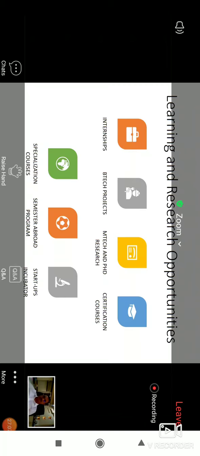We have a very strong semester abroad program where for 6 months students go abroad and we do the credit transfer. And the most important thing is startup.